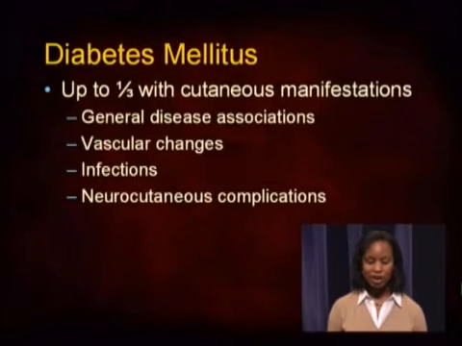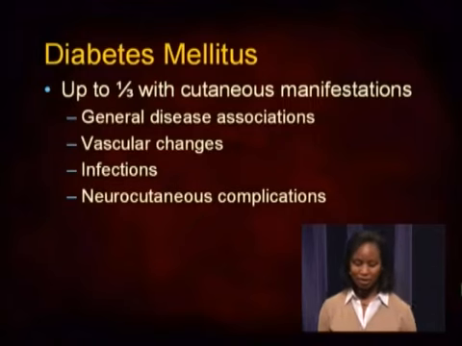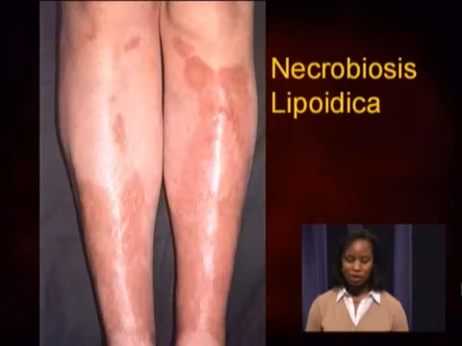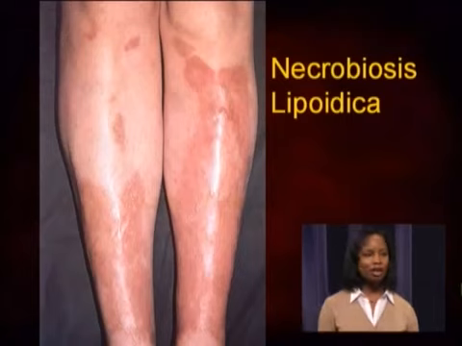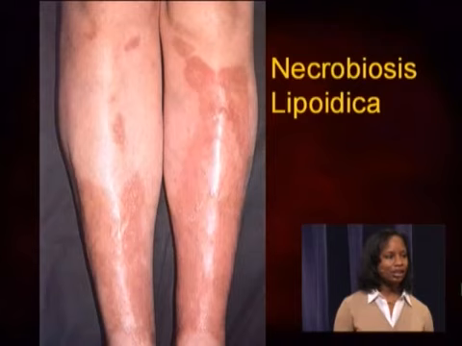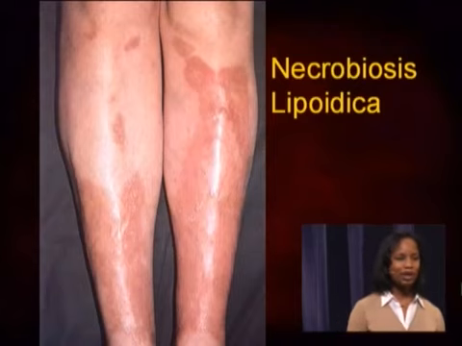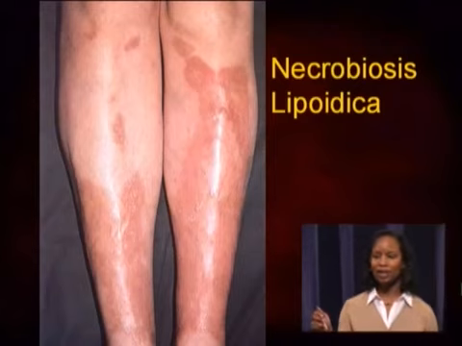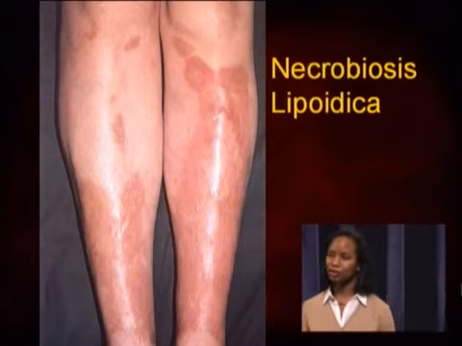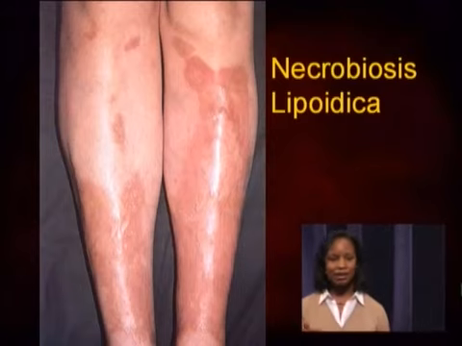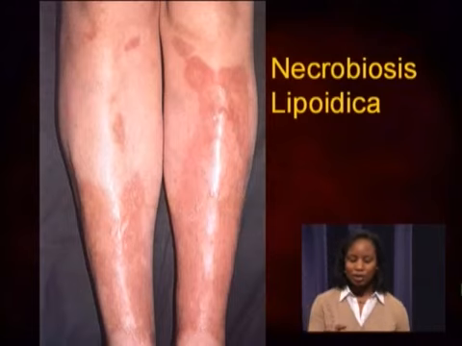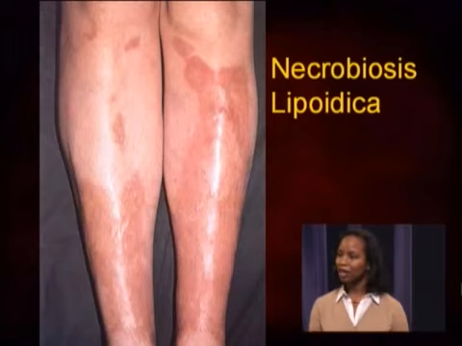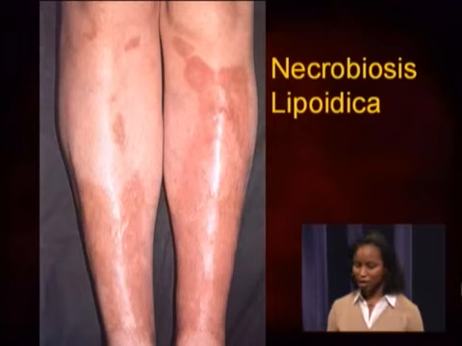Other disease associations with diabetes include vascular changes. So necrobiosis lipoidica fits into this category, and we used to call it necrobiosis lipoidica diabeticorum because about 75% of patients who have this have diabetes, but not all of the patients, so it's not fair to add that on there. This typically looks like atrophic, yellowish orange, or sometimes tan colored patches that are classically located on patients' shins.